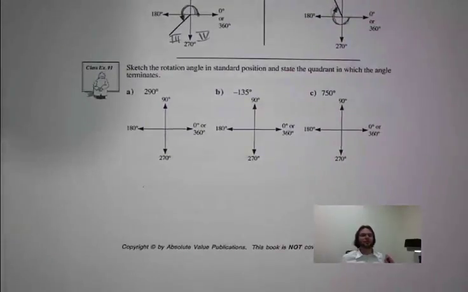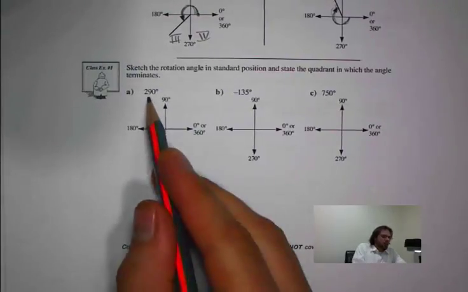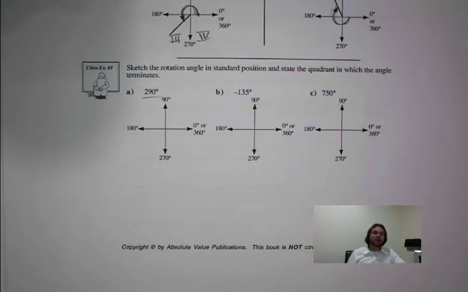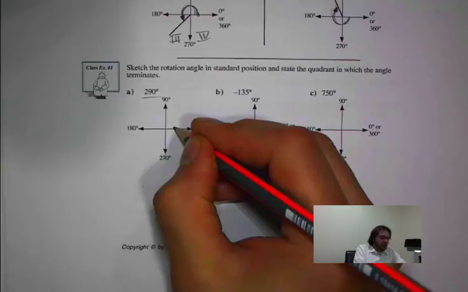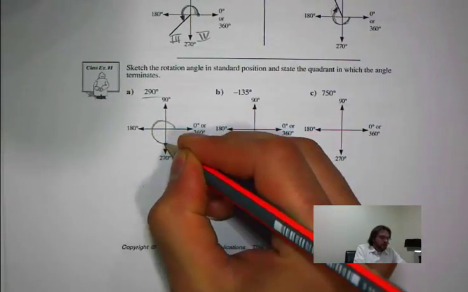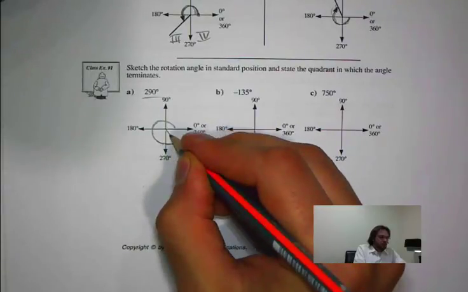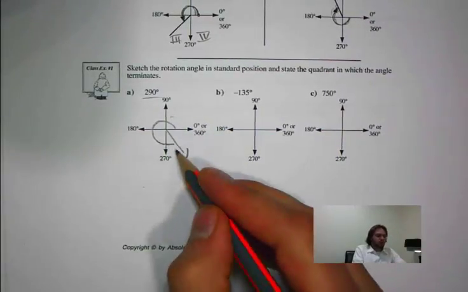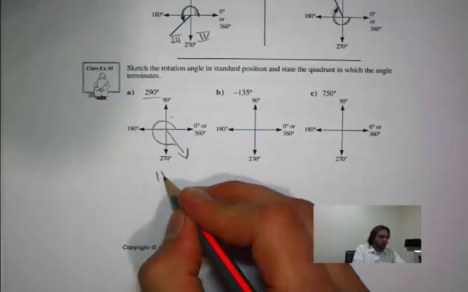Here's an example to get through it. It says, sketch the angles and state the quadrant in which the angle terminates. Terminates means which quadrant it ends in. So we want the angle 290 degrees. That's positive, so I start here and go all the way around. 270, and then a little bit more is 290, so it's in quadrant 4.